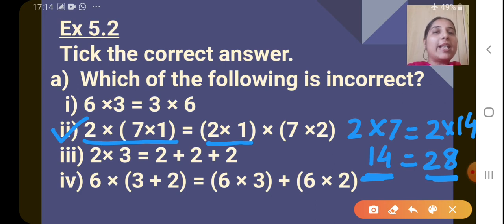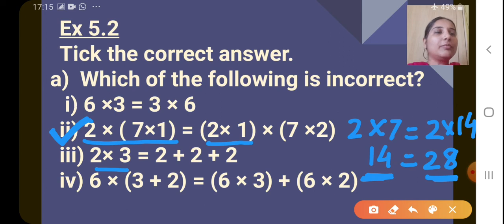2 multiplied by 3 is equal to 2 plus 2 plus 2. 2 multiplied by 3 can be written as 2 added 3 times, because multiplication is repeated addition. So this one is correct. Then number 4 is 6 multiplied by 3 plus 2 is equal to 6 multiplied by 3 plus 6 multiplied by 2. So that is also correct, isn't it? So option number 2 is incorrect. So we will put a tick there.